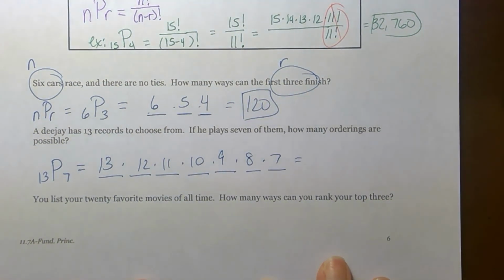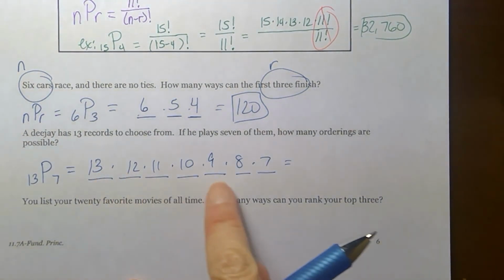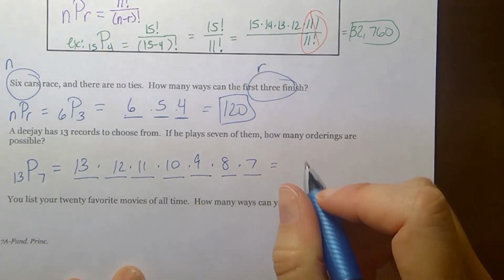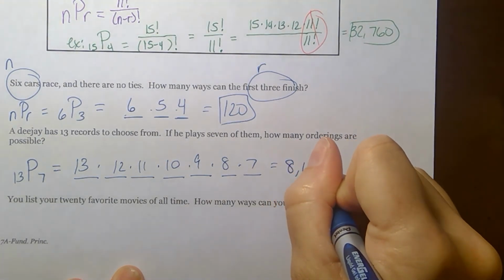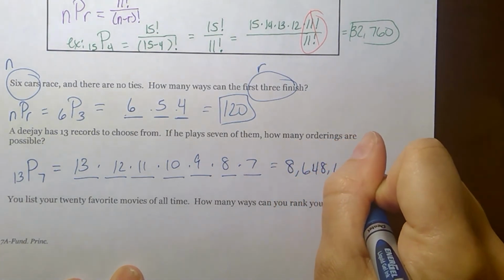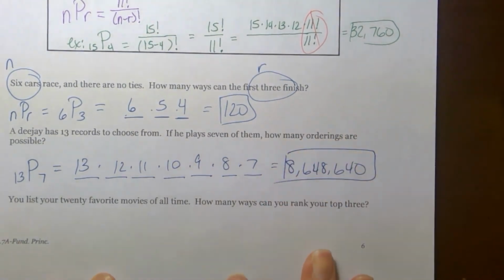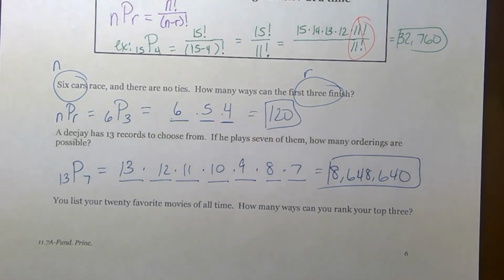What do I get? Well, plug that into your calculator. Multiply out all those factors. You should get 8,648,640. And that was a lot, right? That's a lot of opportunity to make mistakes.